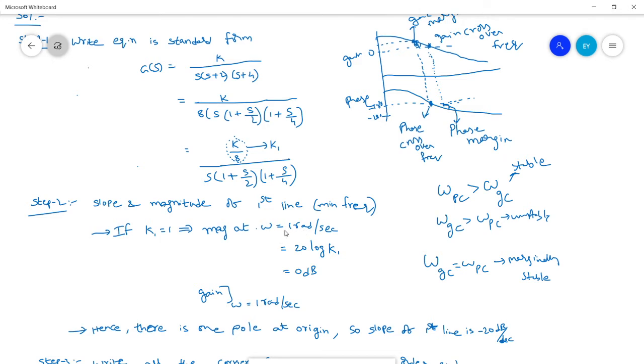S equals j omega, and you need to substitute omega equal to 1. If you substitute omega equal to 1, the magnitude will be converted as 20 log k1. What is k1? K1 is 1. So 20 log 1, that is nothing but 0 dB.